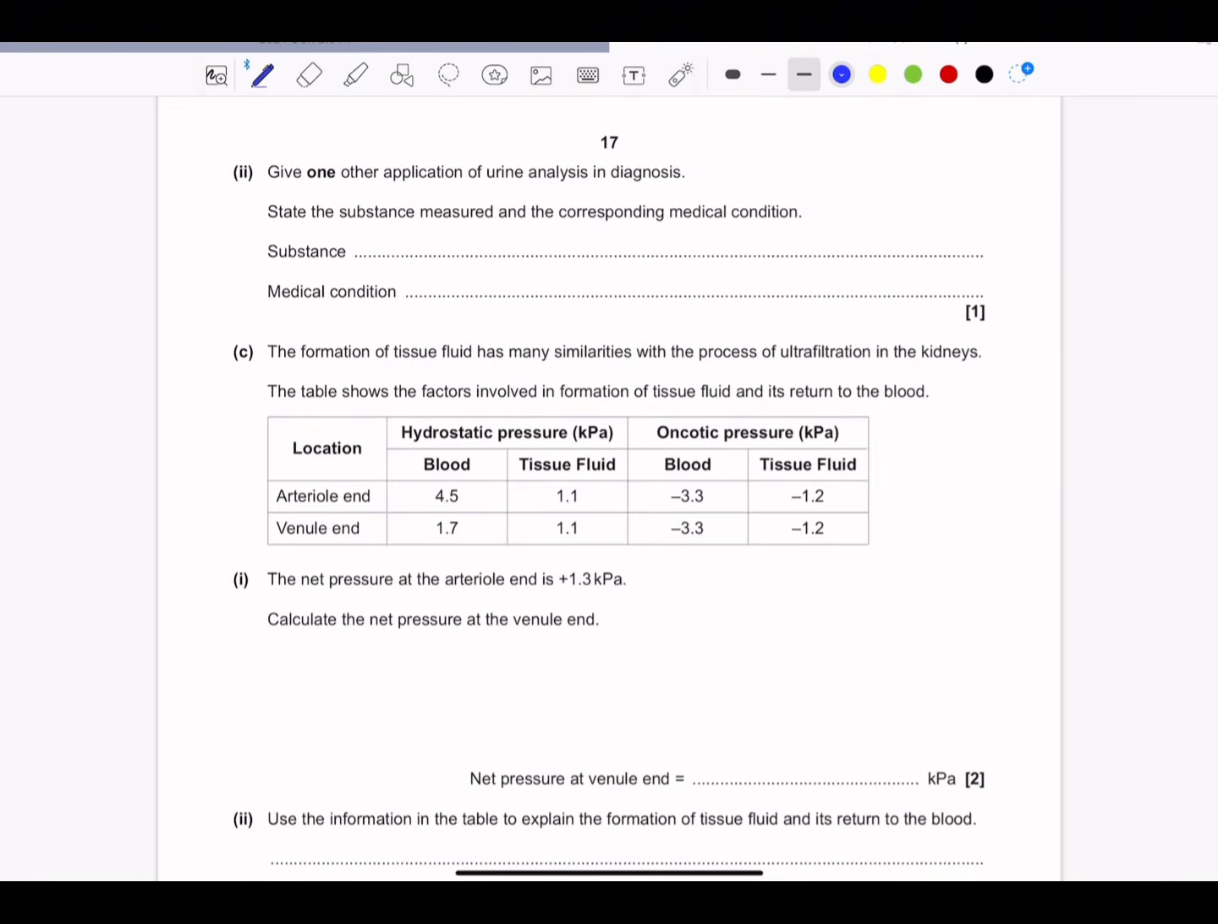Question II is to give another application of urine analysis and diagnosis, state the substance measured and the corresponding medical condition. So a good example would be diabetes. Sorry, that's not the substance, that's the medical condition. The substance is glucose, and the medical condition is diabetes. Another one could be protein in the urine, which is indicative of kidney damage. Also creatine, indicative of muscle damage or kidney damage as well.